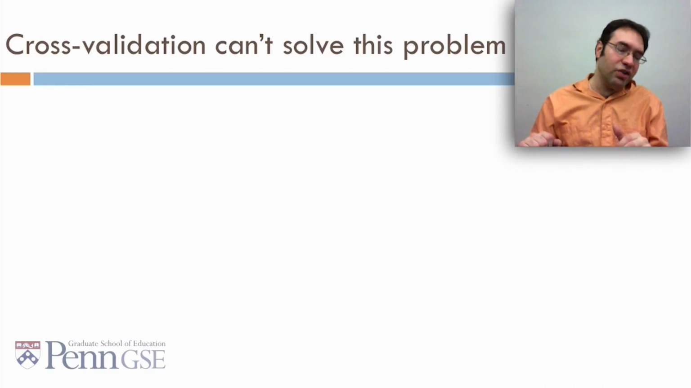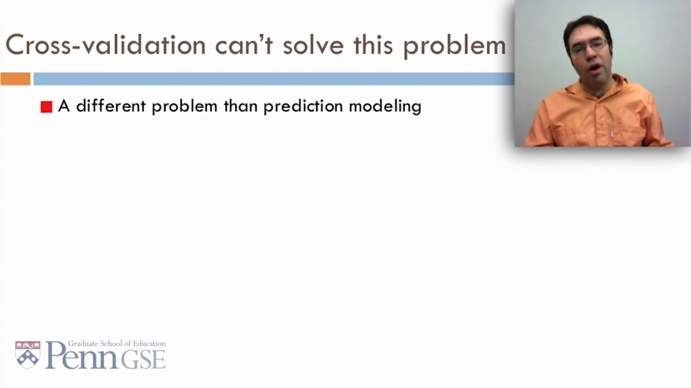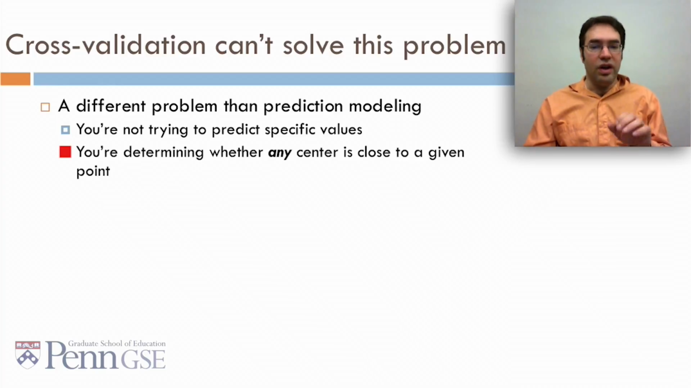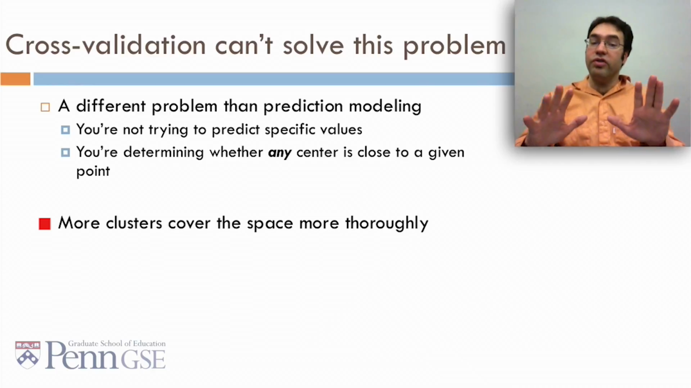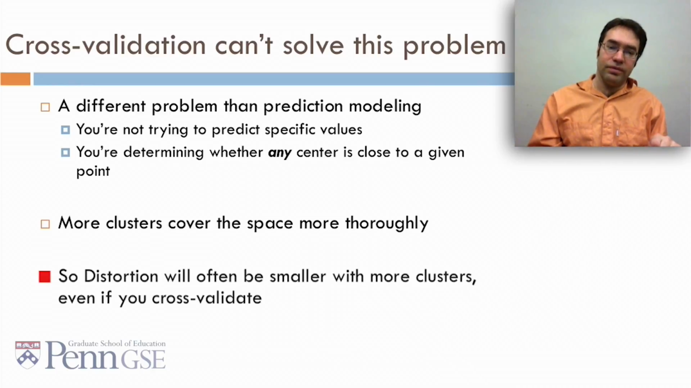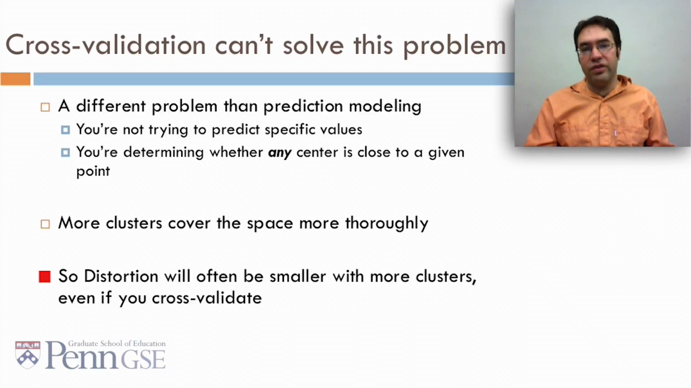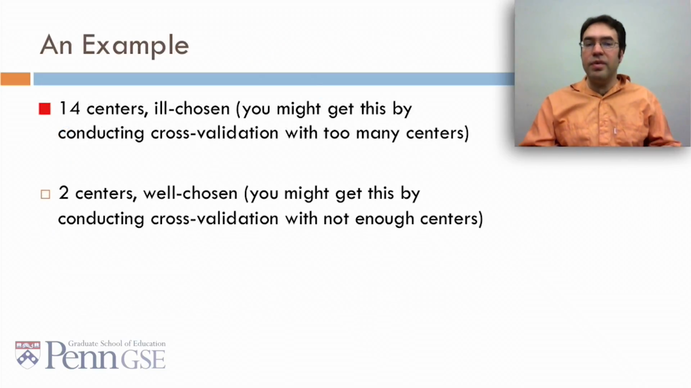Well, it's a good idea usually, but cross-validation actually can't solve this problem. It's a different problem than prediction modeling. You're not trying to predict specific values, you're determining whether any center is close to a given point. More clusters are going to cover the space more thoroughly. So distortion will often be smaller with more clusters, even if you cross-validate. Let me give an example.